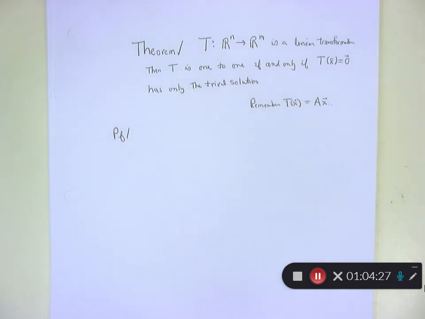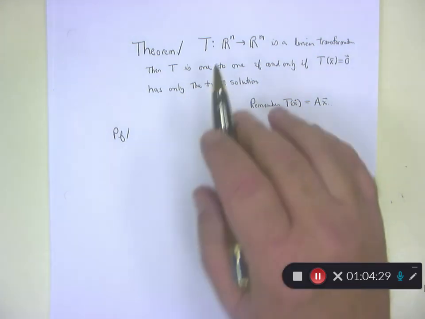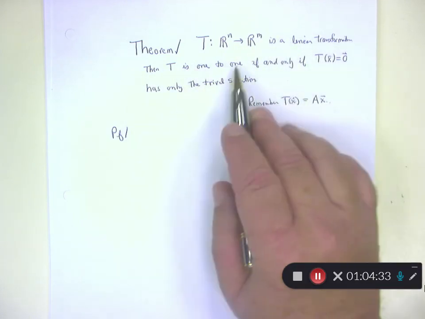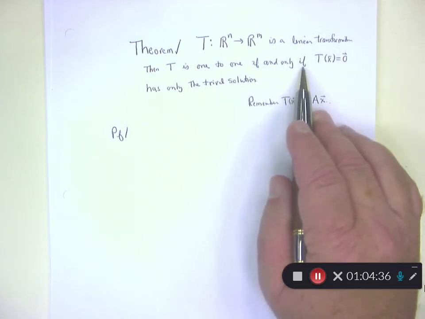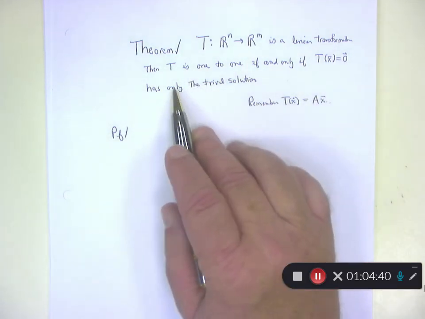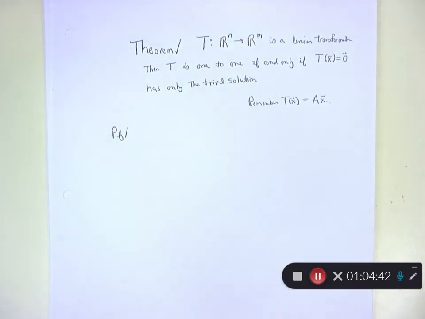Okay, theorem. T is a linear transformation going from Rn to Rm. Then T is 1 to 1 if and only if T of x equals 0 has only the trivial solution. And remember, what is the trivial solution? What does trivial solution mean? Everybody's got to be 0. Who's going to map to 0 on a linear transformation? You're guaranteed 0 maps to 0. That's part of our definition. T of 0 equals 0.